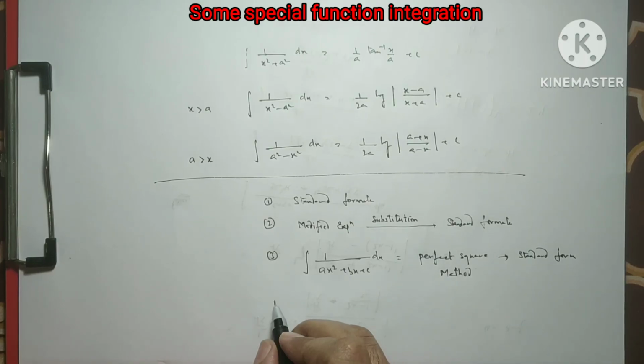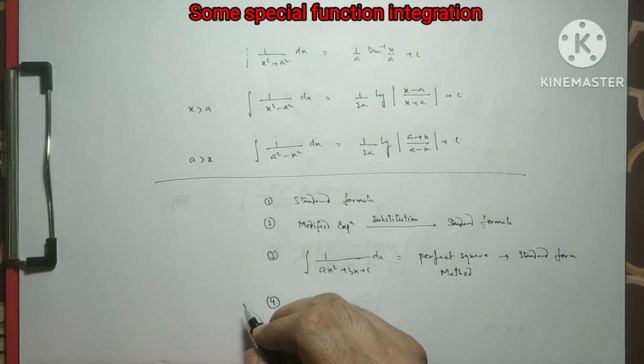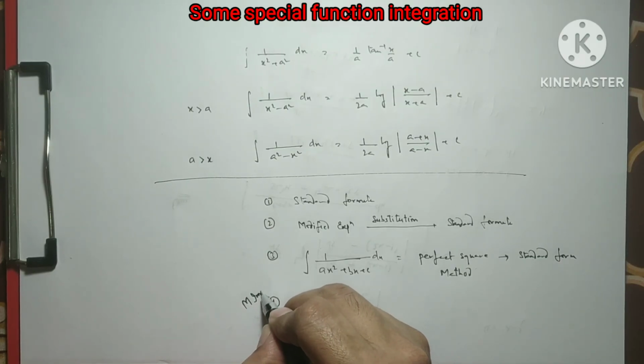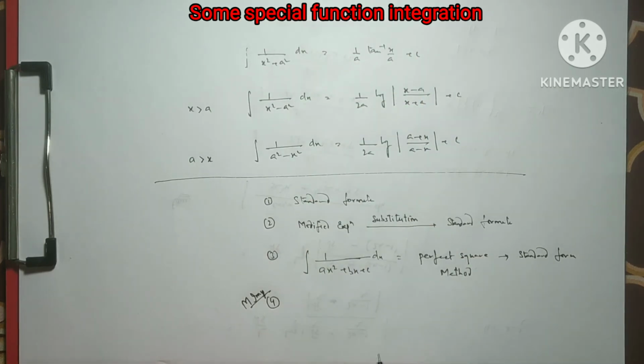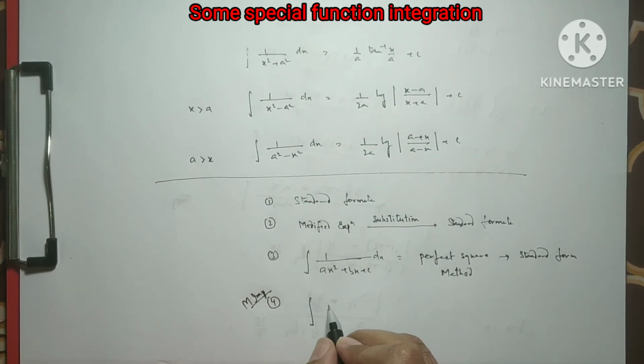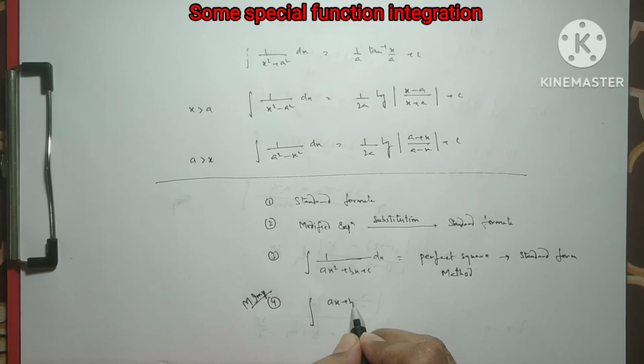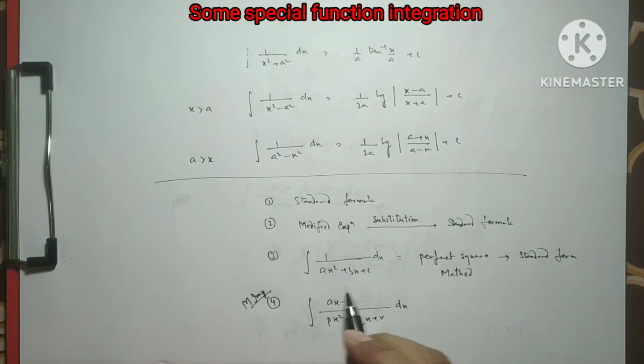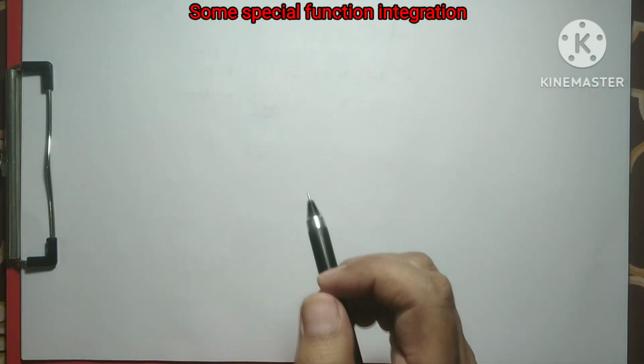But in this video we will consider the most important type of these questions, that is integration of a linear expression, just like ax plus b, over a quadratic expression. So how will you do this? These are the most important questions of special integration. Now we have type 4.